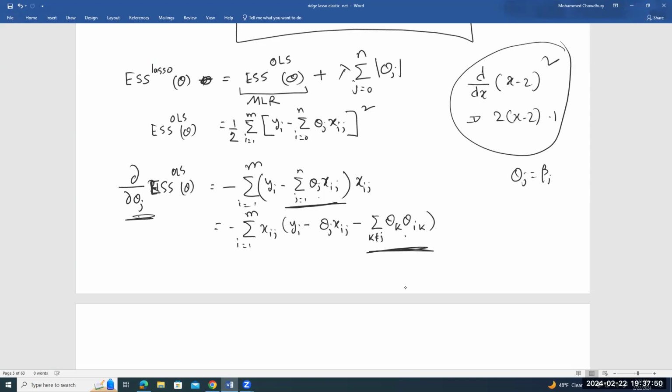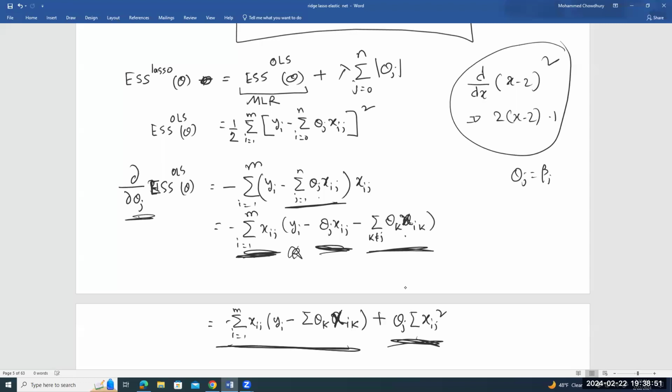So now, if you multiply these things, see what I have now. Sum of i goes 1 to m, x_ij, and then y_i, and then x_ik. Sorry, this is not theta, this is x_ik. And then here it will be theta j and sum of x_ij squared. So if you multiply this with that, you will get this. If you multiply this with that, you will get that, and the rest of the part is this. This part, that part would be in there. Understand?